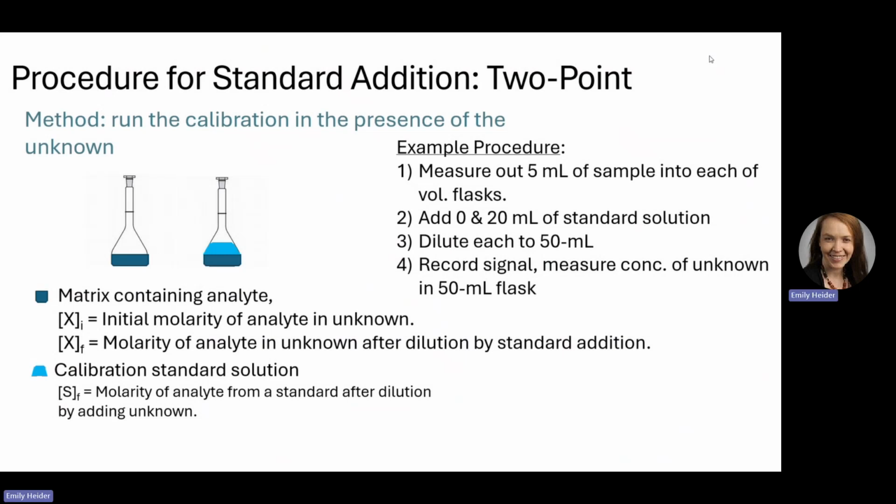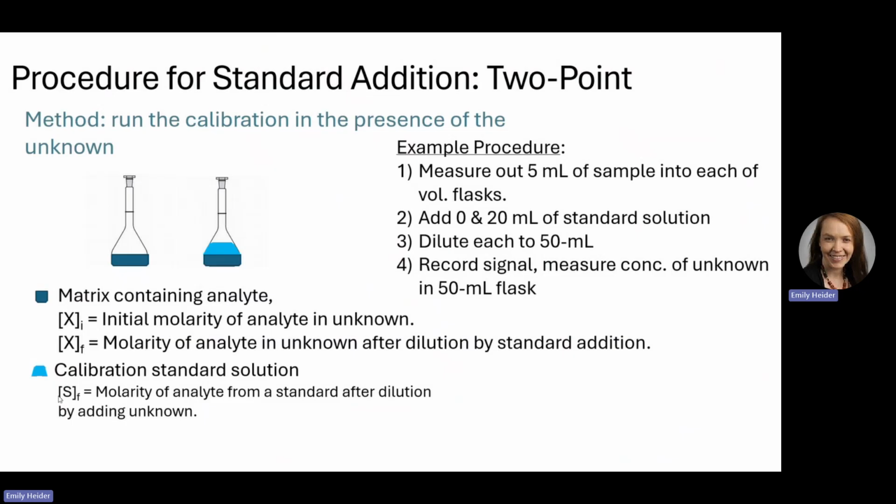So for 2-point standard addition, what you would do is you would add a small amount of your matrix that contains the analyte into one volumetric flask and dilute it to the volume with whatever solvent you're using. And then you would add the same amount of your unknown matrix that contains your unknown analyte to a flask that is also going to contain a known amount of standard that you've carefully prepared. You know the concentration of the standard, you add a small amount of that to the flask, and then you fill it up to the volume of the flask to dilute it.